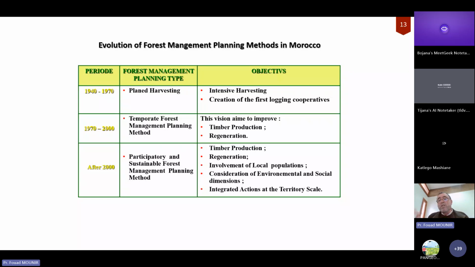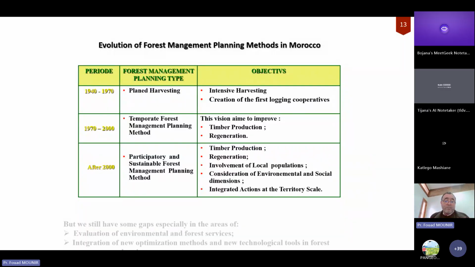And the objective of these methods is mainly timber production, regeneration, and involvement of the local population, which had not been taken into account in the first kinds of forest management planning. They also include consideration of environmental and social dimensions, and integrated action at the territory scale, because our territory is different: in Morocco we can go from the Sahara to very humid regions. Then we have to take this into account in each region.